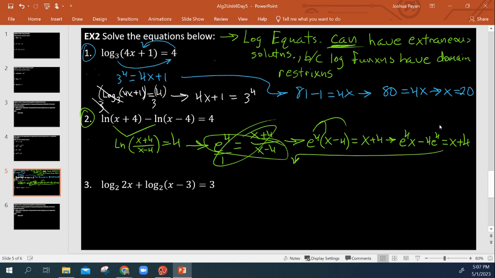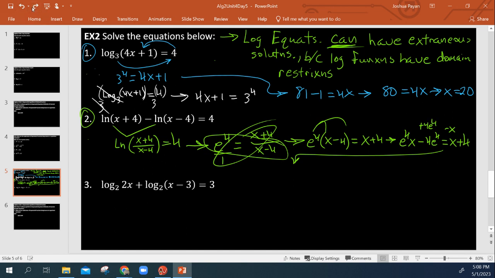Come back over here. What I want to do now is get the x's on one side and the constants on the other side. So I'm going to do minus x on this side, and I'm going to do plus 4e to the fourth on this side. Of course, what I do to one side, I have to do to the other, and vice versa.